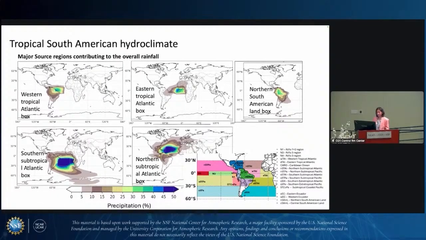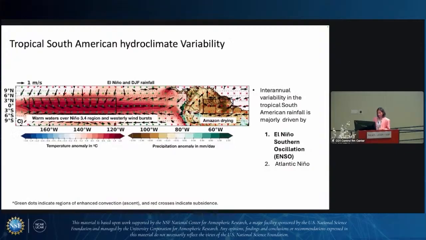It changes with modes of variability, so I wanted to see how modes of variability like ENSO or Atlantic Nino, the two modes that drive the internal climate variability over the tropical South American region, affect it. During a typical El Nino event, there is enhanced convection over the tropical Pacific. We know that it results in subsidence over the Amazon region, and reduced rainfall over the Amazon, or we see Amazon drying.